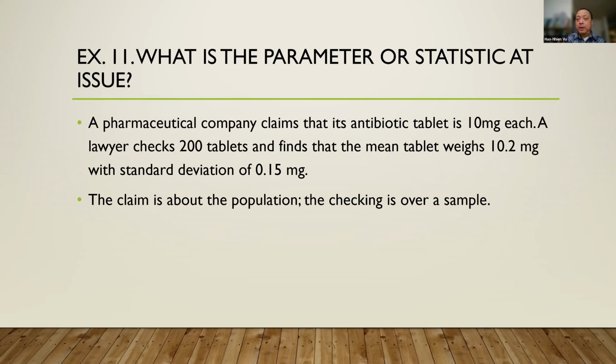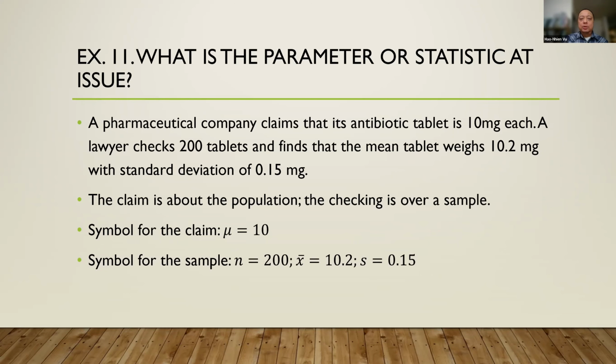The claim is about the population of all such antibiotic tablets. The checking done by the lawyer is on a sample of 200 of them. So the first sentence is about the population and the rest is about a sample. Therefore, for the claim, we write mu equals 10. And for the sample, we write n equals 200, x bar equals 10.2, and s, which is a symbol for sample standard deviation, equals 0.15.